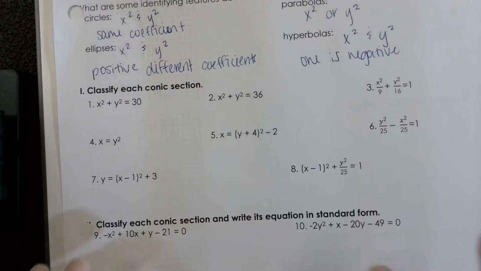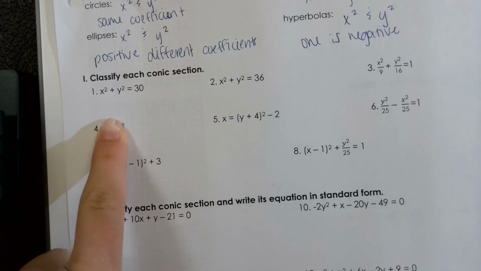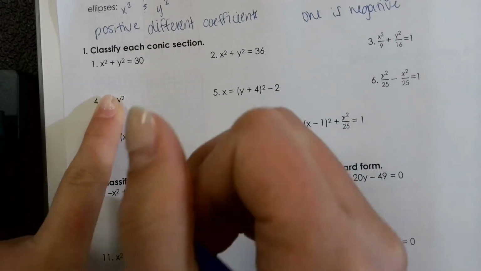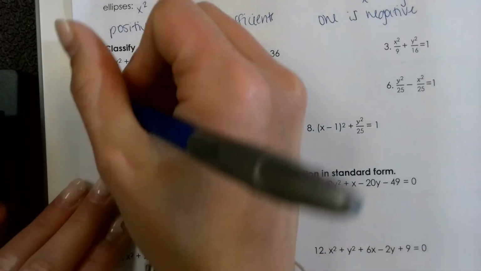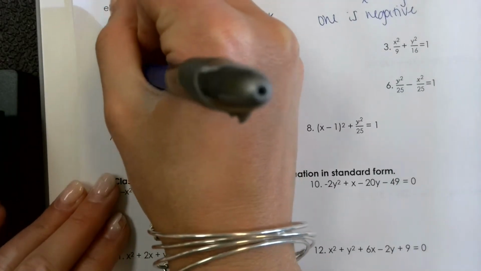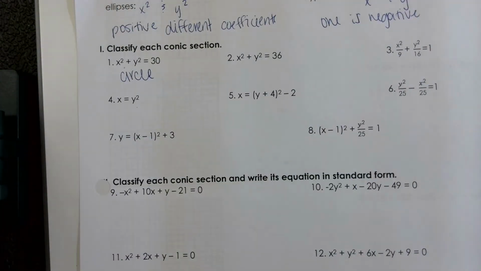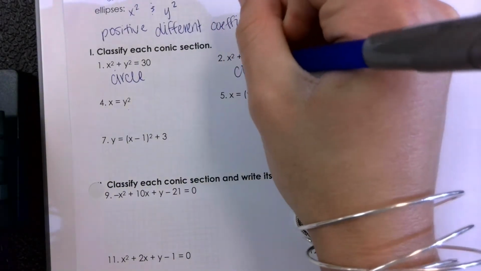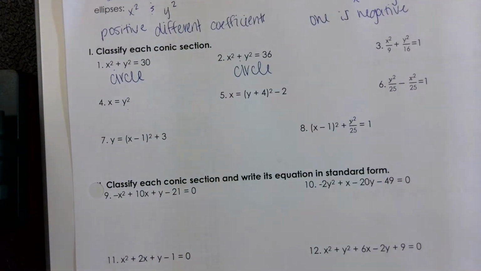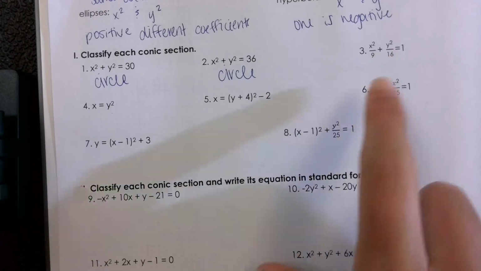So for this first section, we are just going to tell what type of conic it is. For number 1, what do y'all think that's going to be? Circle, right? Because x and y are both squared and you've got the same number in front. So that's a circle. What about number 2? That's another circle. Number 3. That one's an ellipse because you've got different numbers with the x squared and y squared, but they're adding.